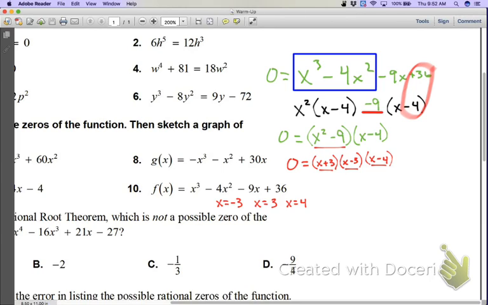So again, it is a sketch. So it's going to look something like this. So 1, 2, 3, 4, 1, 2, 3, 4. So I'm going to have my 3 points, right? I'm going to have a point at negative 3 here. I'm going to have a point at positive 3, and I'm going to have a point at positive 4.